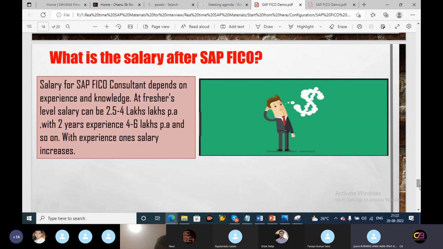Most probably, SAP FICO jobs, MM jobs or whatever IT jobs may be a little more complex to get because of the recession. Once the recession is over, there may be chances of getting jobs in IT. So this is my strong suggestion for you guys.